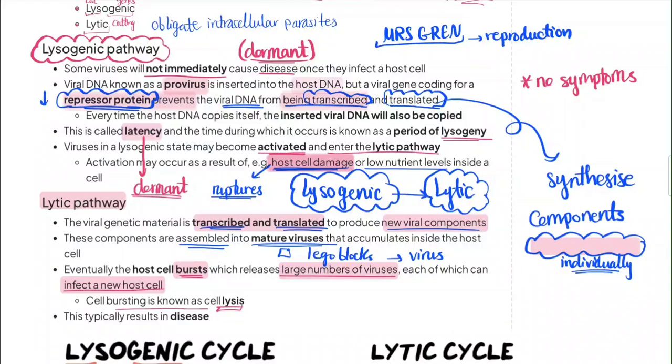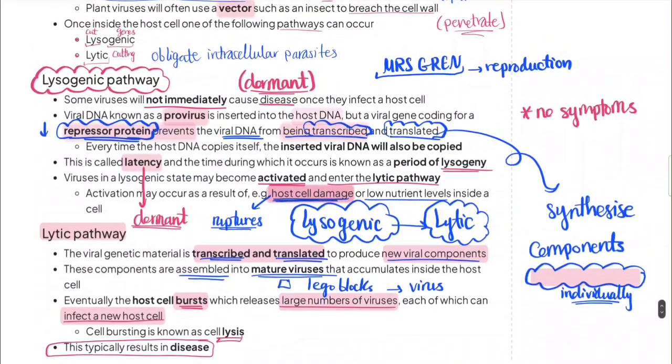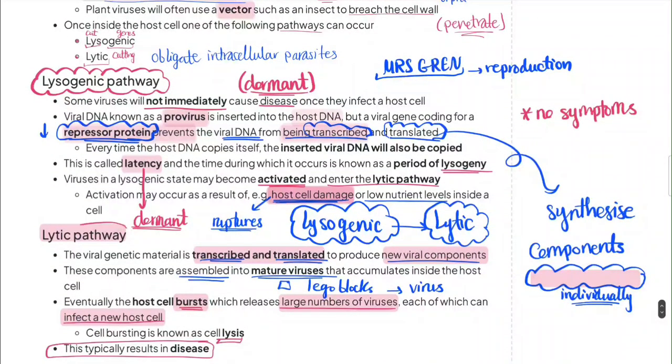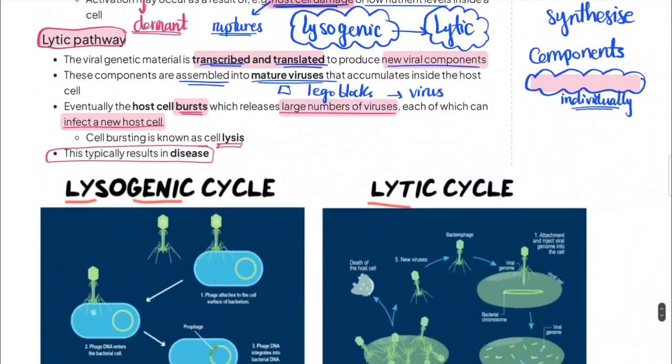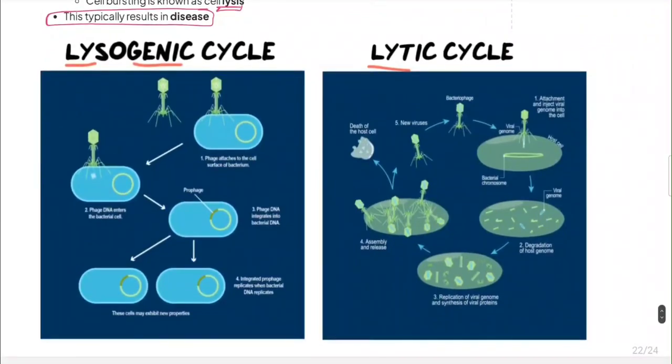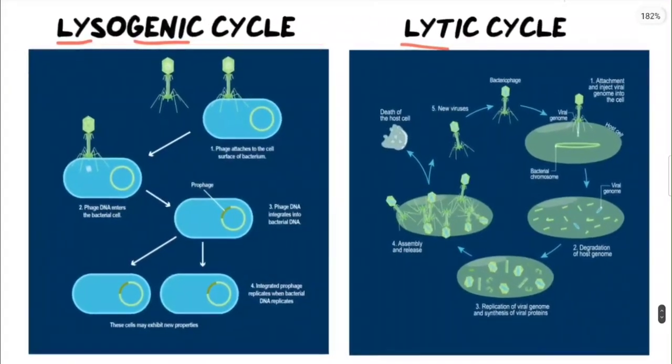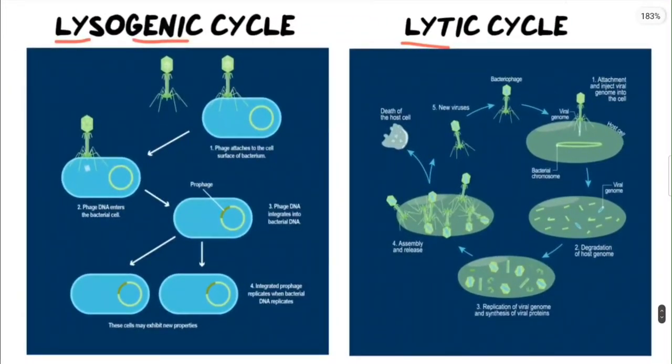This is what typically results in a disease. When you experience coughing, sneezing, or feeling ill and sick from a specific type of virus, this is because we're in a lytic pathway of that virus. Now let's sum up what we've said in these two diagrams and compare between lysogenic and lytic cycles.